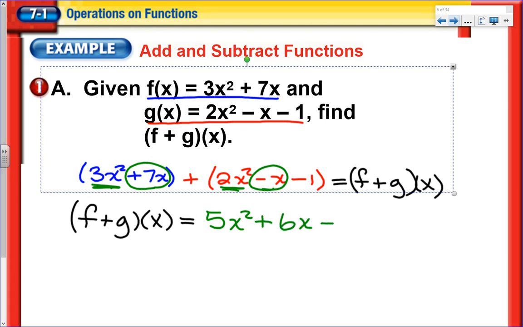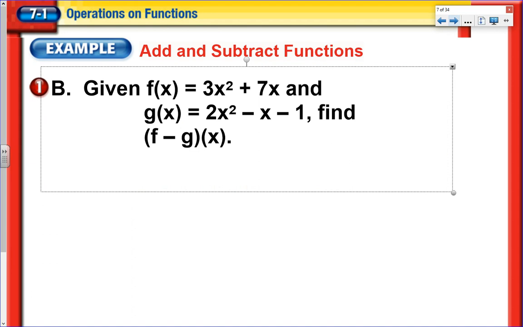And then there's going to be a minus 1. So f plus g evaluated at x is 5x squared plus 6x minus 1. And that is done. So now we're going to try this one. This one just switched it and made it a minus sign. So it's the same deal, same exact functions as before.